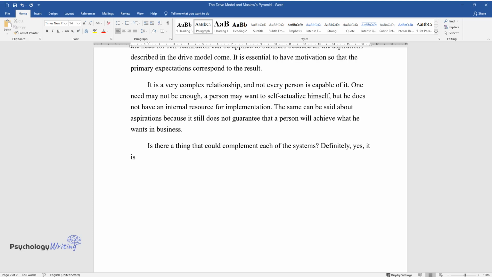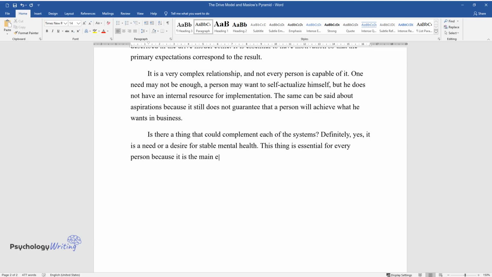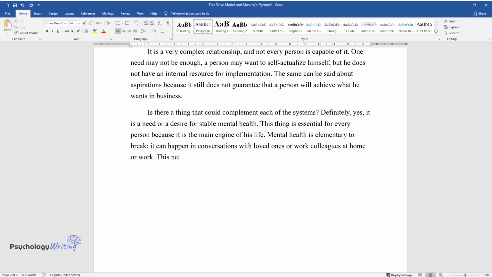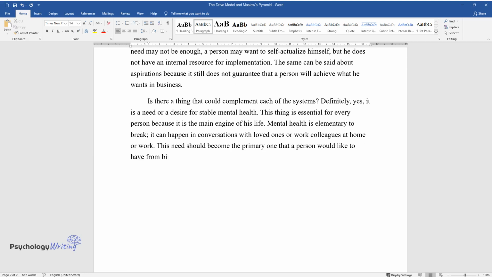Definitely, yes, it is a need or a desire for stable mental health. This thing is essential for every person because it is the main engine of his life. Mental health is elementary to break. It can happen in conversations with loved ones or work colleagues at home or work. This need should become the primary one that a person would like to have from birth.